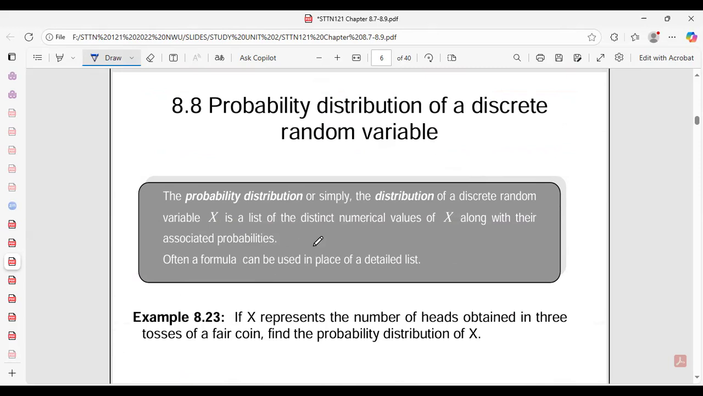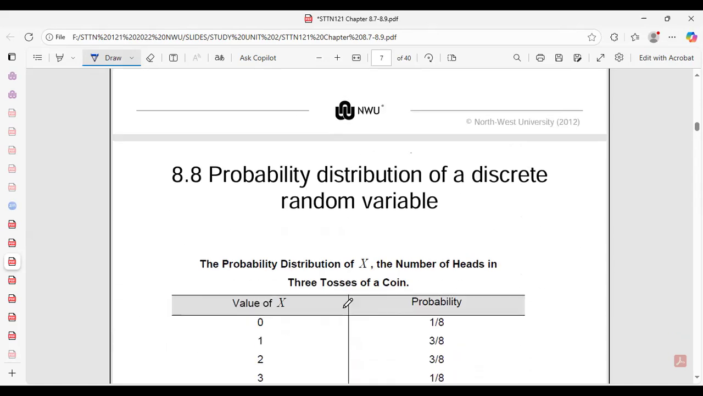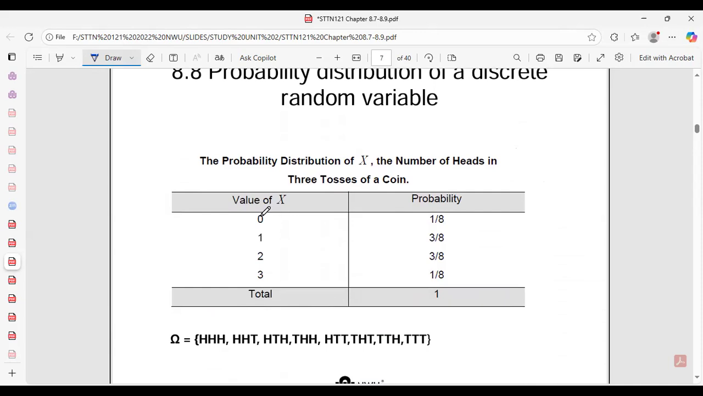Now look at this. The probability distribution of a discrete random variable X is a list of the distinct numerical values of x with the associated probabilities. This is the table that I was talking about, where x is equal to 0, 1, 2, 3. I've already explained this one. The probabilities are 1 divided by 8, 3 divided by 8, 3 divided by 8, 1 divided by 8.